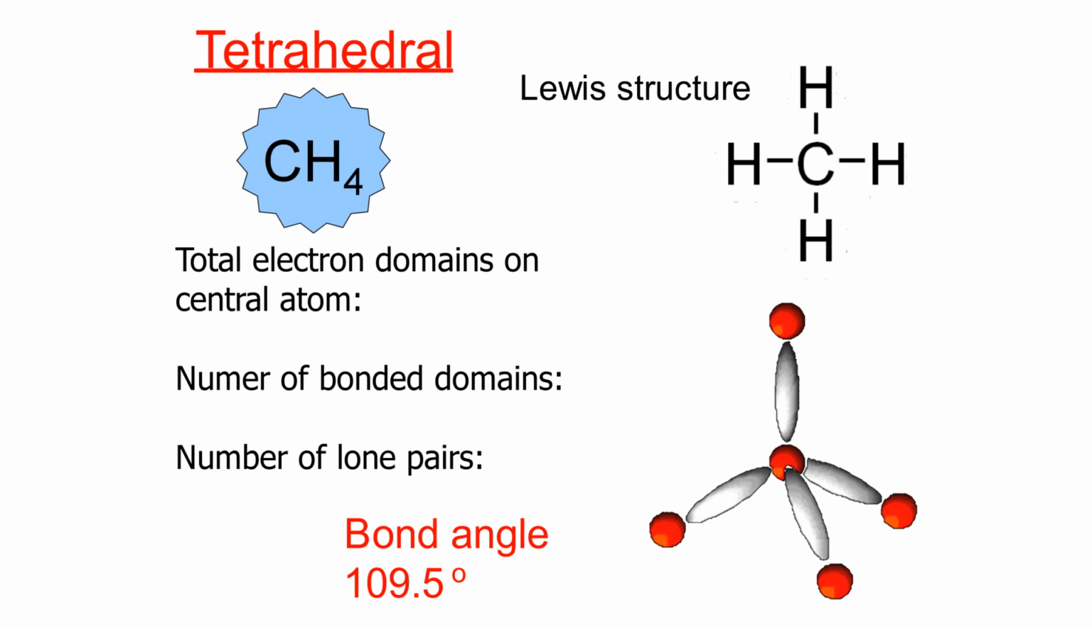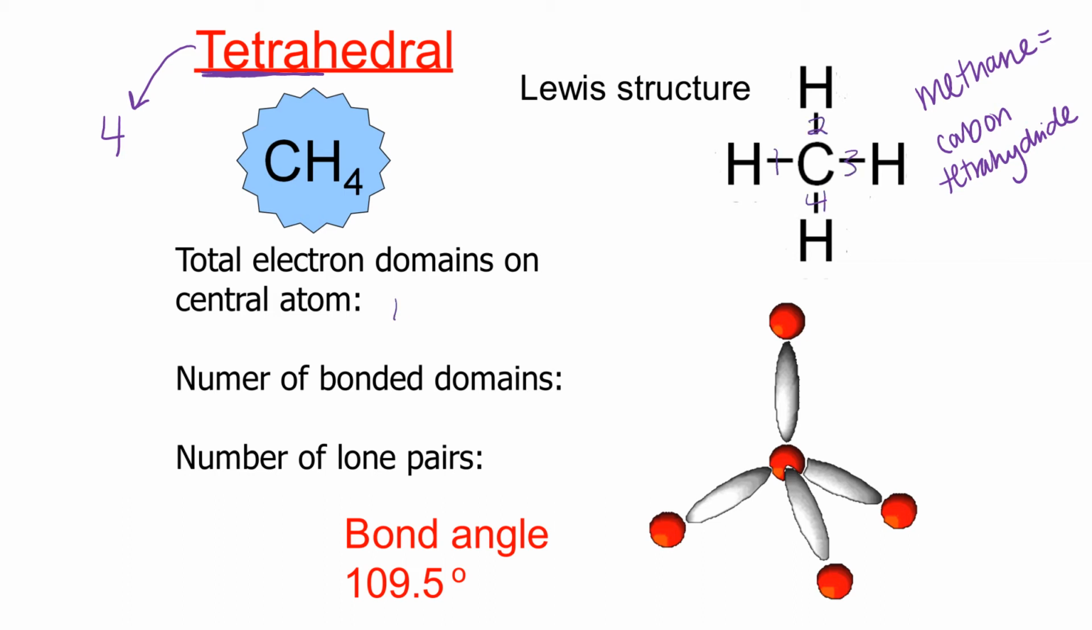So our next structure is called tetrahedral. You may remember this prefix tetra from our covalent naming, tetra meaning 4, and we'll see why in just a second. Here we're looking at methane, which remember is the common name for carbon tetrahydride, and you are responsible for knowing that common name of methane. Looking there, again, total number of electron domains, 1, 2, 3, we've got 4 domains here. All 4 of those domains are bonded and none of them are lone pairs.